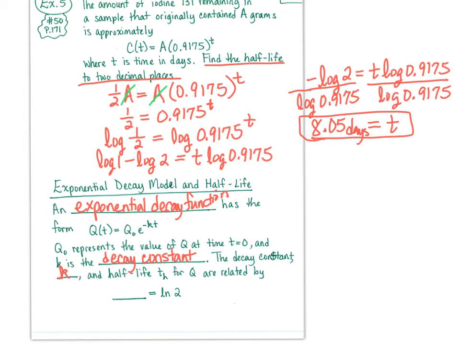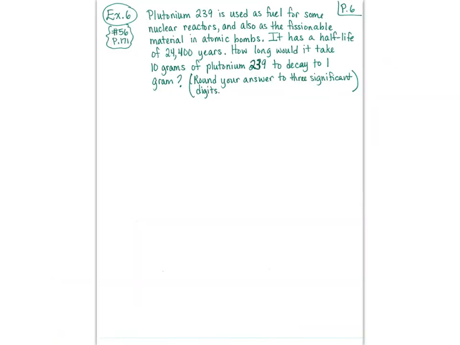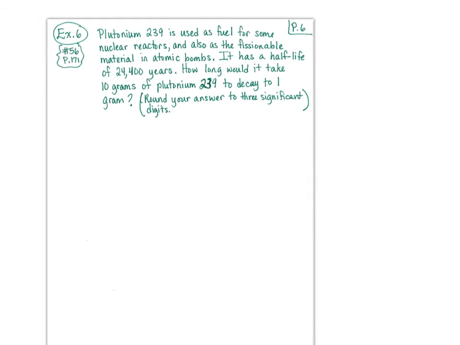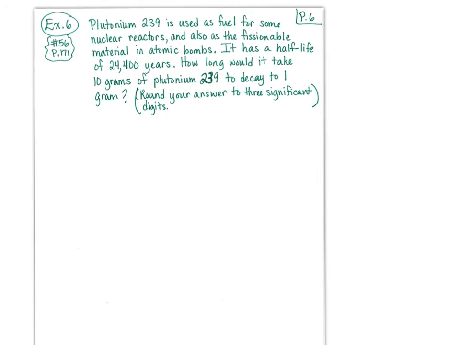The decay constant K and the half-life T sub h for Q are related by the following. The half-life T sub h times the decay constant is equal to the natural log of 2. And you'll need to remember this. You're going to have to apply that. Okay? So now let's go through an example together. All right, example 6.